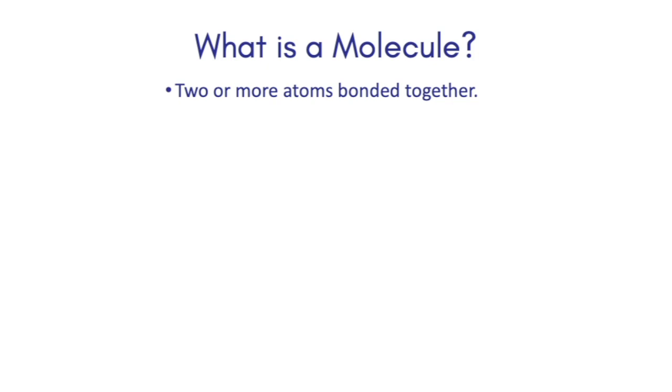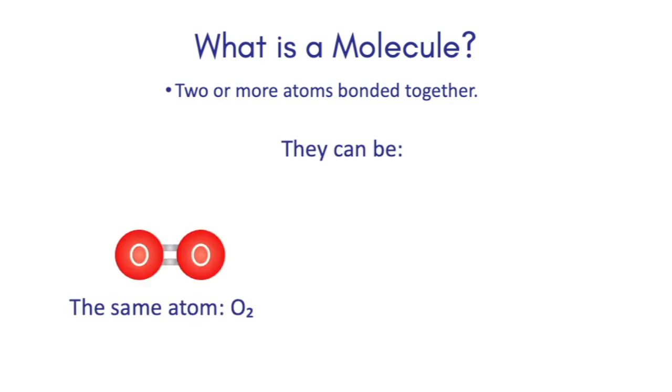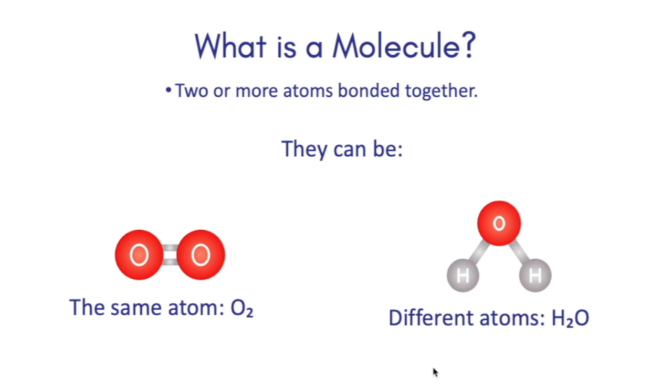A molecule is where we have two or more atoms or elements bonded together. It can be the same type of element, such as O2, N2, Cl2. Or it can be different types of elements, such as with water or sucrose or sugar.